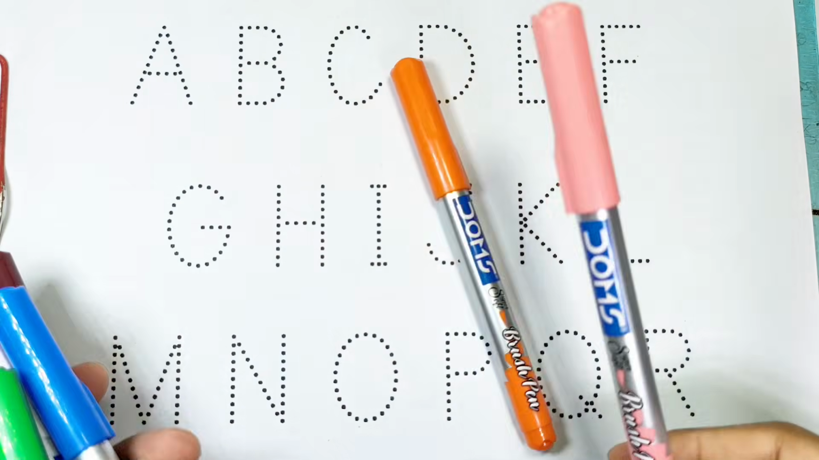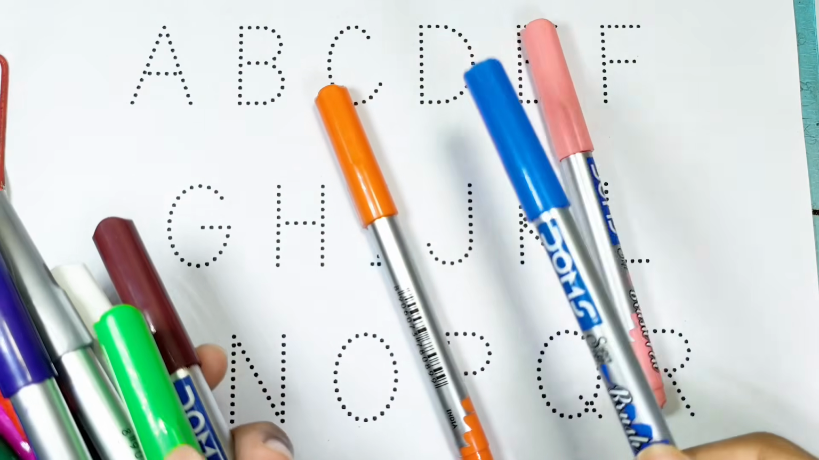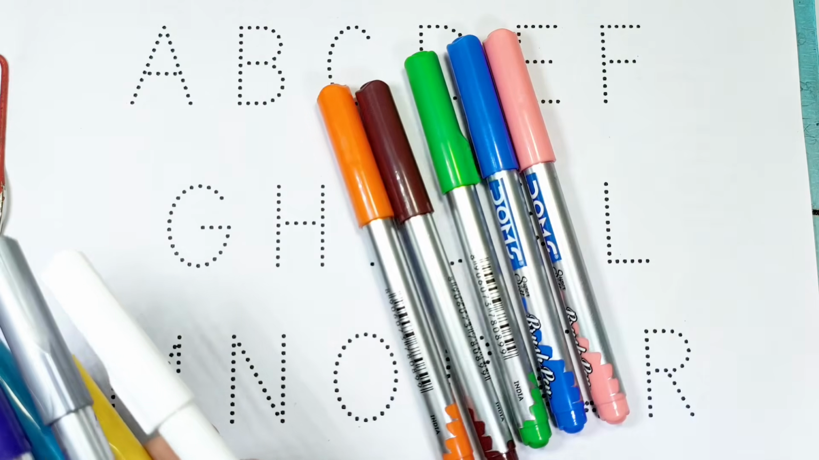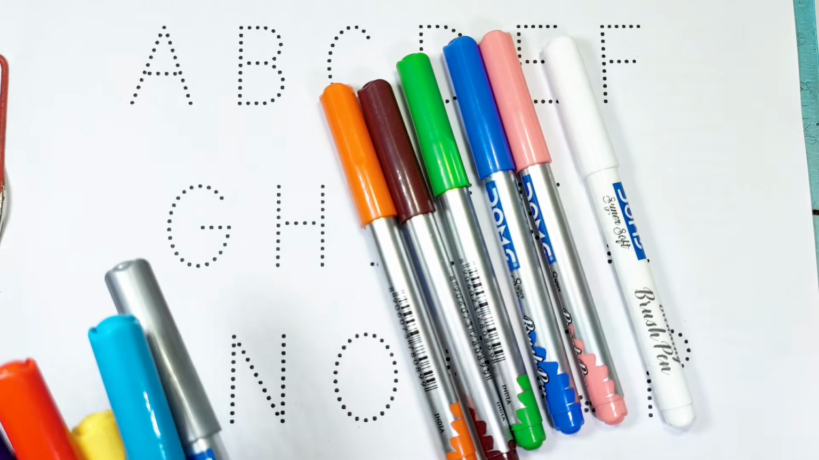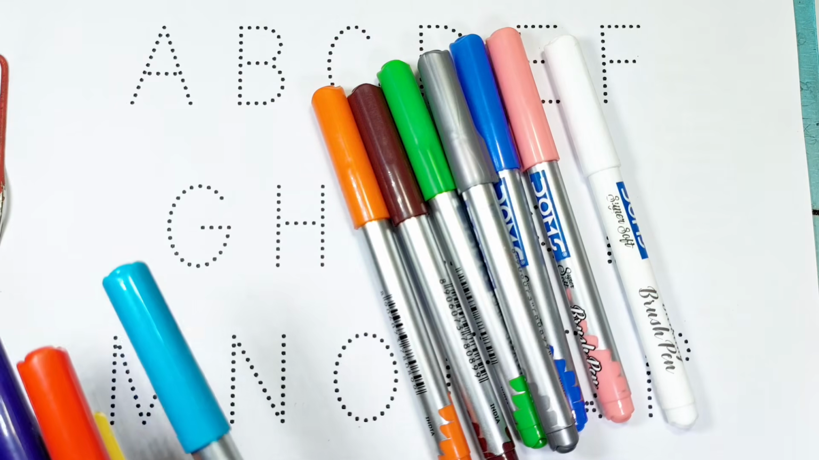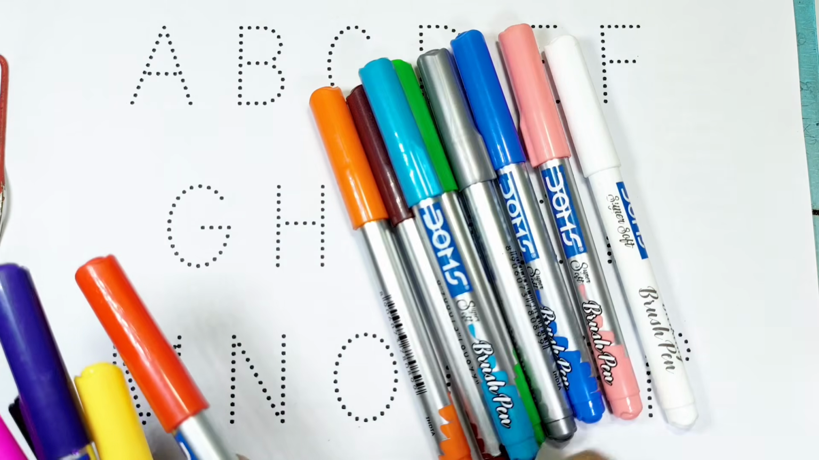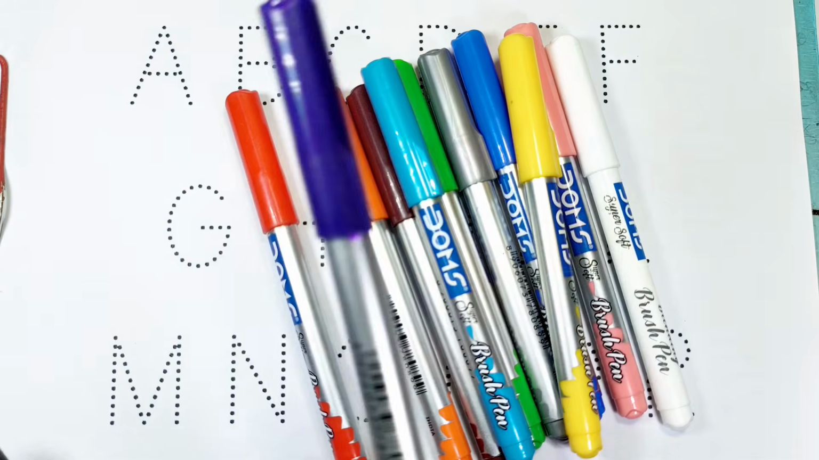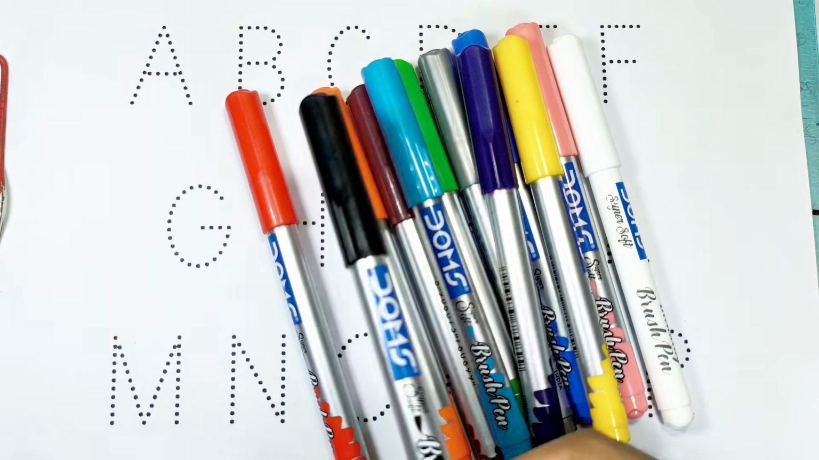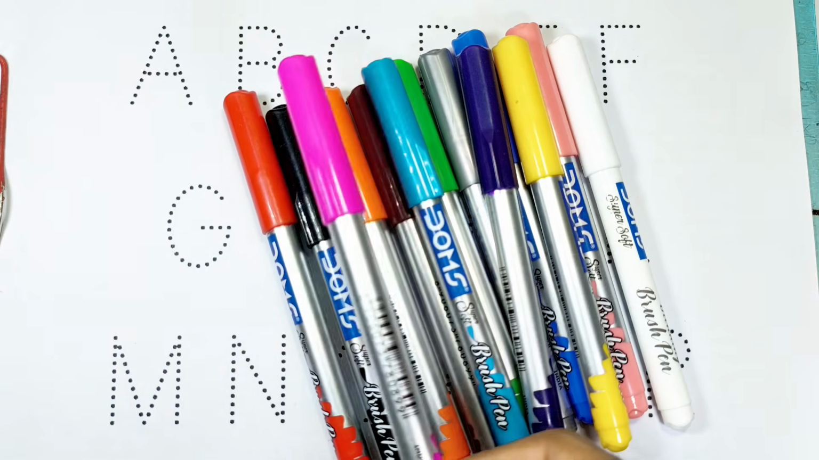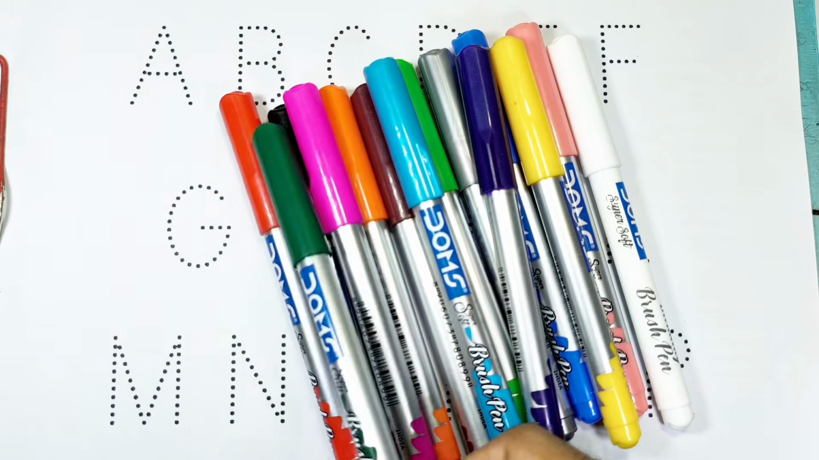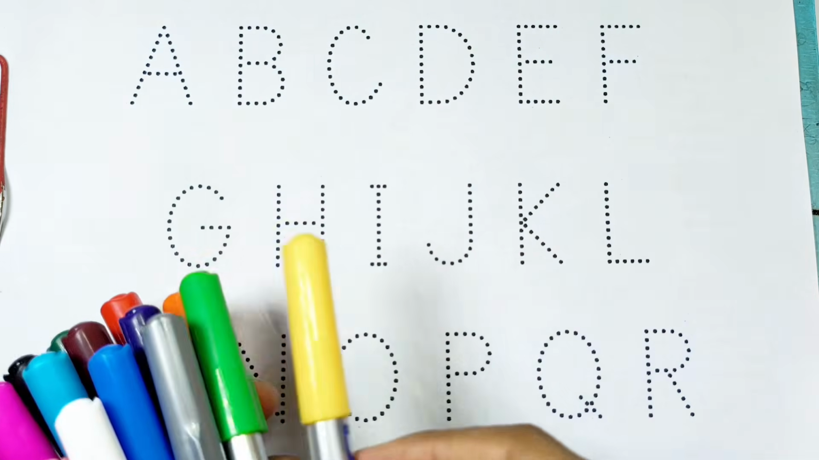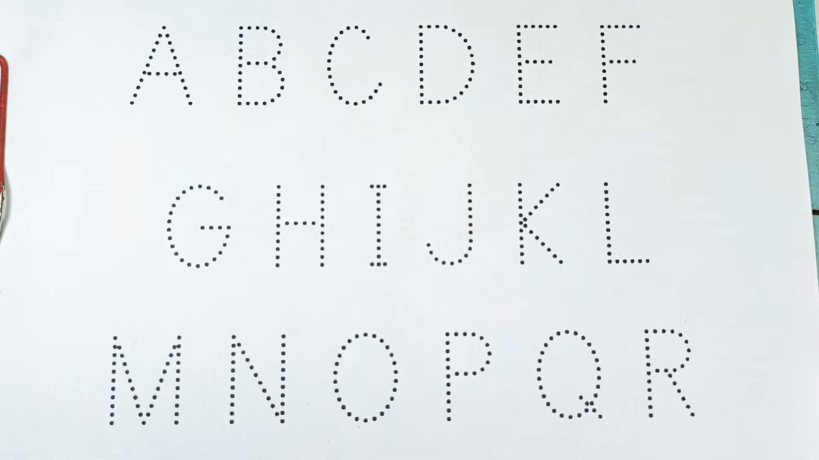Orange color, light pink color, blue color, light green color, brown color. The next one is white color. Silver color, sky blue color, red color, yellow color, purple color, black color, dark pink color, dark green color. Stay with us. We will be writing capital letter alphabets A to R.